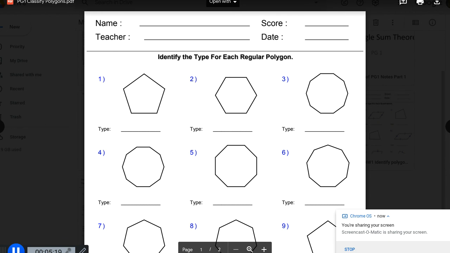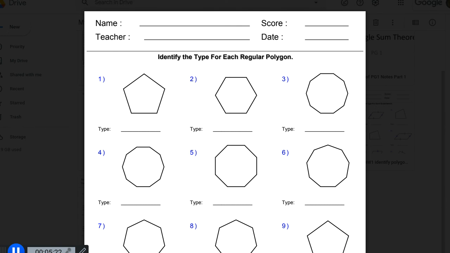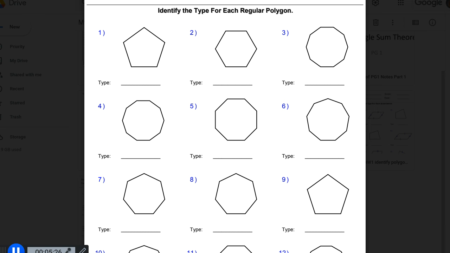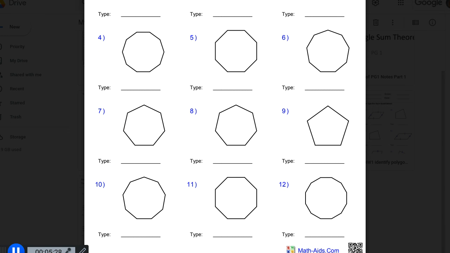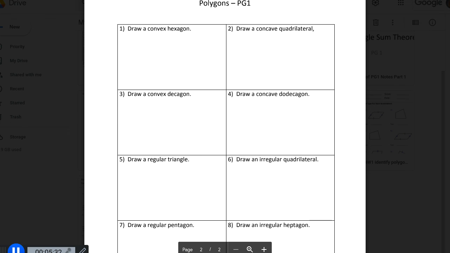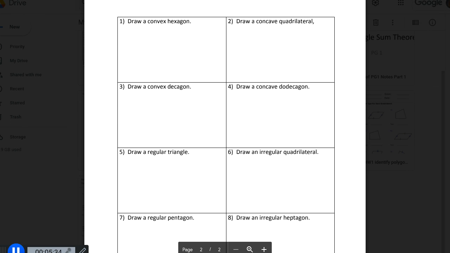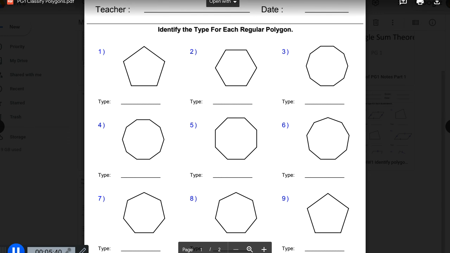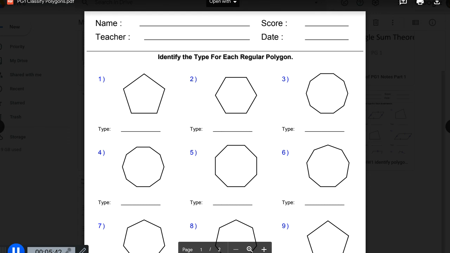Okay, so we're going to stop there. So it's a pretty light day. You have this assignment in your Google Classroom. Identify the name or the type of the polygon by name. And then do a little drawing for me. Convex hexagon, concave dodecagon. Interesting things like that. All right, take some time, work on that, and I will see you the last 10 minutes of class.